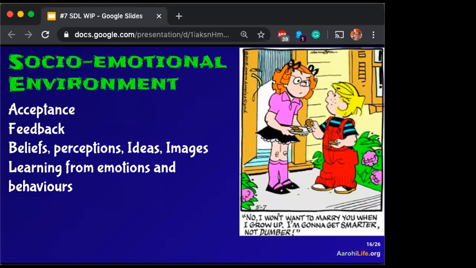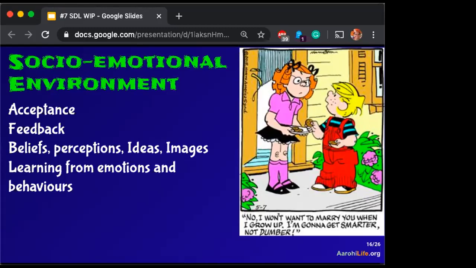Okay. So let's move to the socio-emotional environment. We put some keywords there, especially acceptance, feedback, relooking at our beliefs, ideas, images, perceptions. Not just children relooking, we are relooking, everybody is relooking. And yes, definitely learning from our emotions. Our emotions are finally just signals telling us something. We need to listen to our emotions. So, all of these. So what do you do at home?